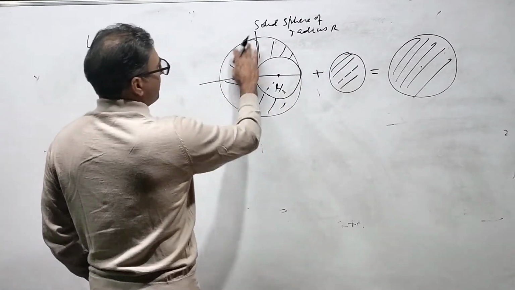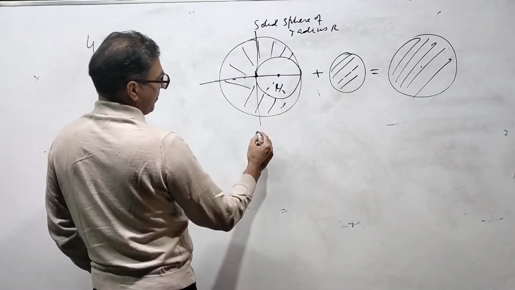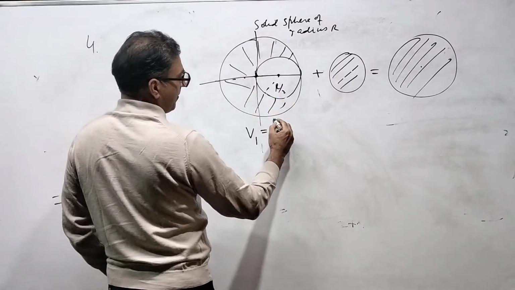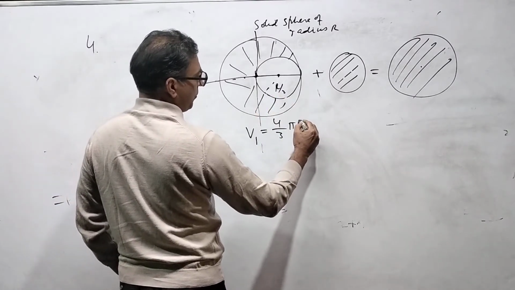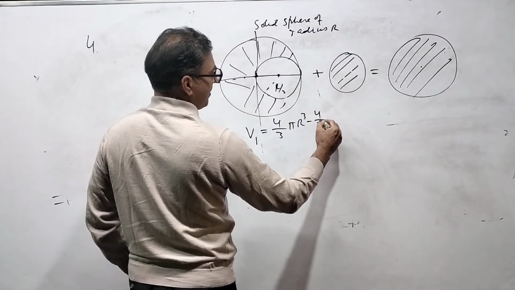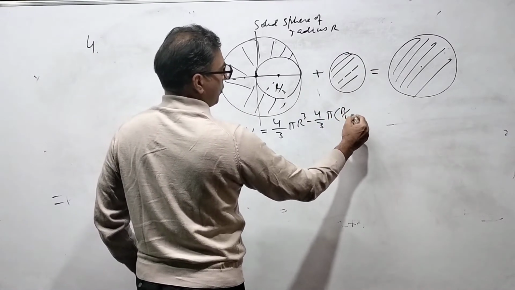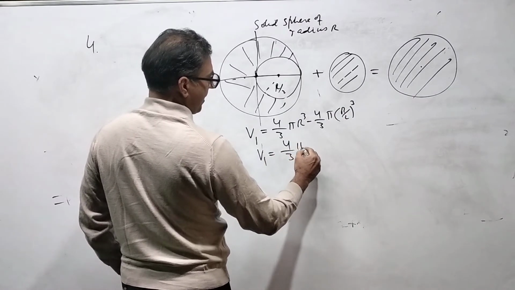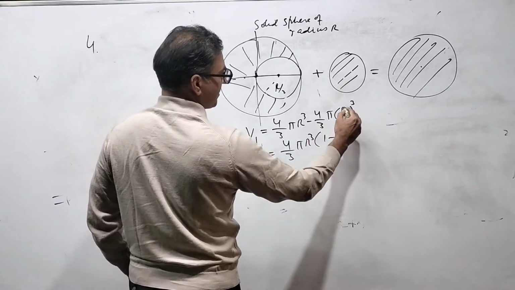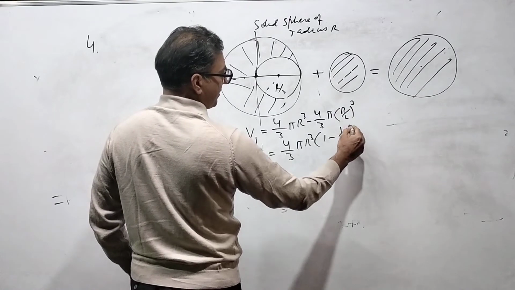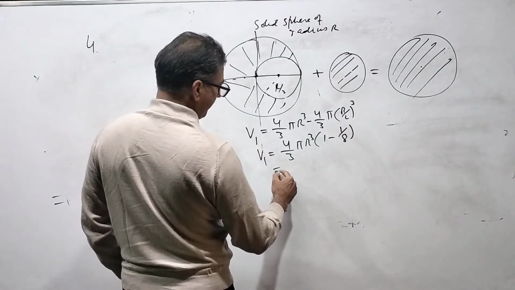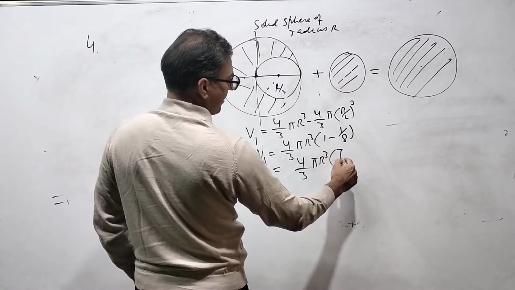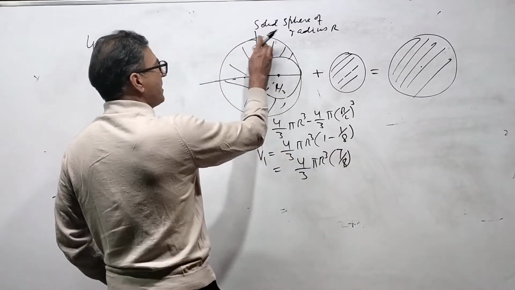So what is the volume of this part? This volume is V1, equal to 4 by 3 pi r cube minus 4 by 3 pi (r by 2) whole cube. That is V1 equal to 4 by 3 pi r cube (1 minus 1 by 8), so that will be 4 by 3 pi r cube times 7 by 8. This is the volume of this part.